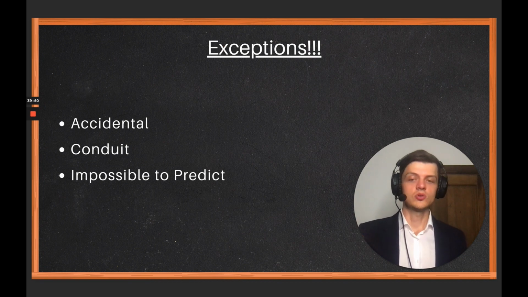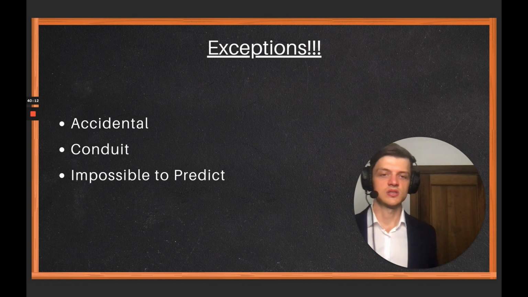Next is a conduit, we have already discussed it. And the third one is quite similar to the first one: impossible to predict. This is when we cannot predict when the disclosure happens. Now, it's different from something that we should be reasonably predicting, but if it's impossible to predict, then the person or entity to whom the information has been disclosed will not be considered a business associate.